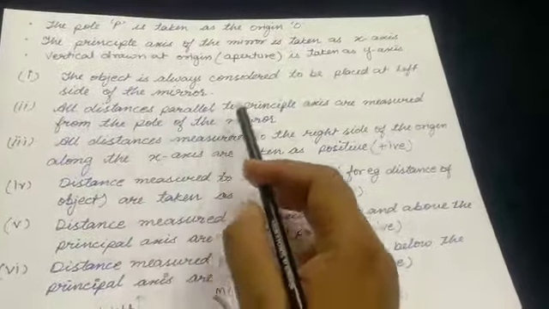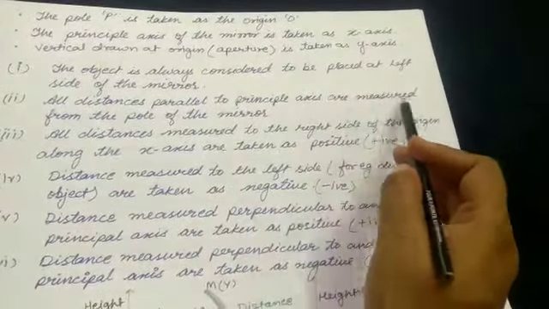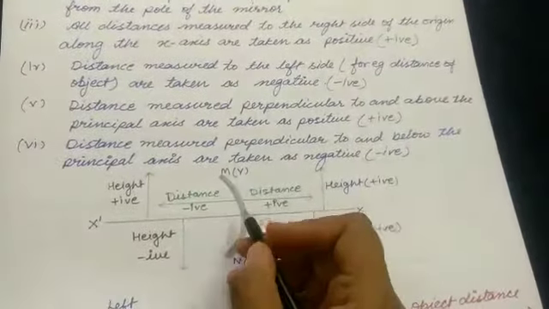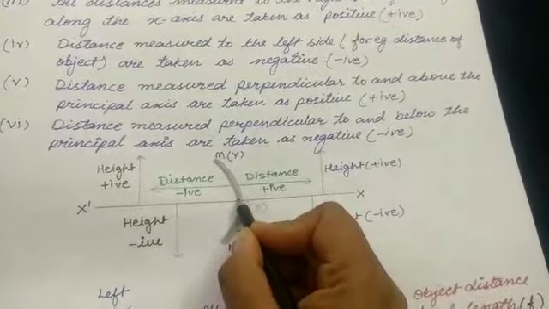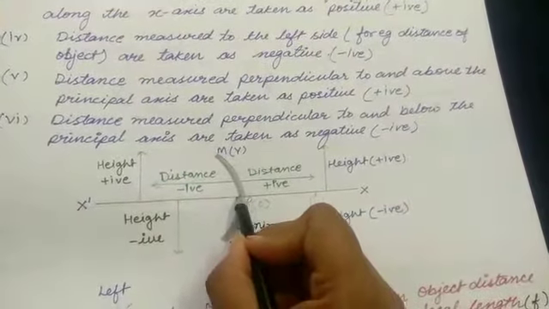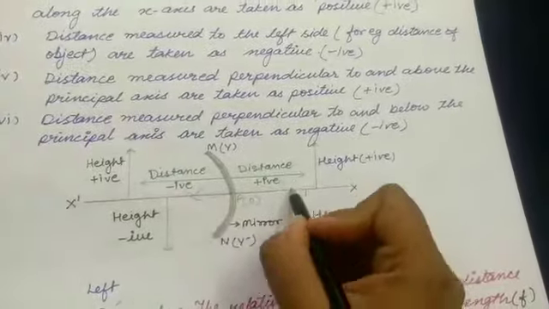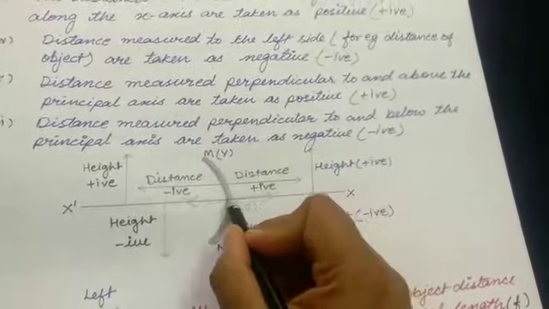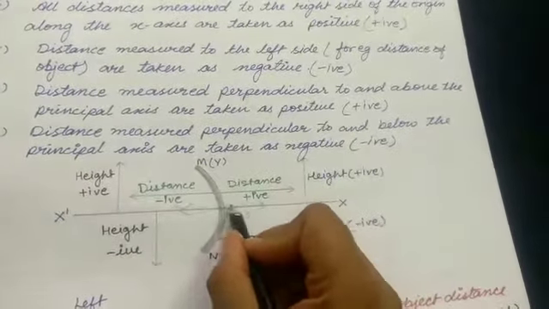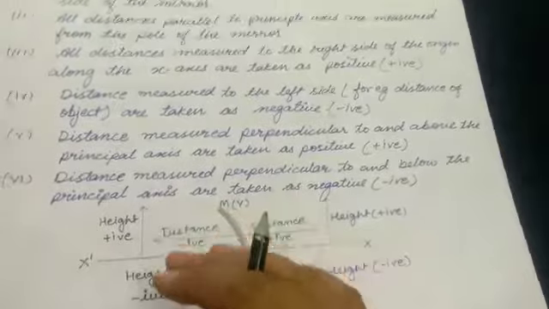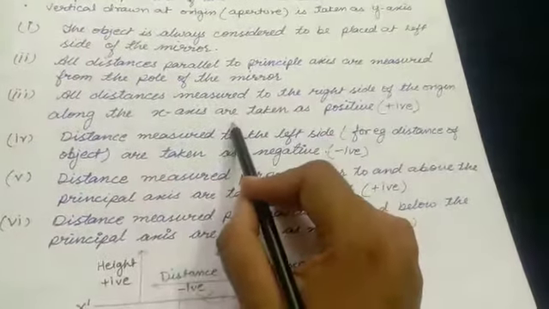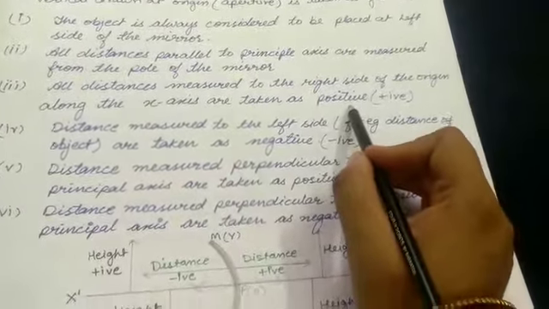All distances parallel to the principal axis are measured from the pole of the mirror. Whatever distance we are going to measure, if it is the distance of the object, we will calculate it from the pole only. So from here to here the distance will be measured, and if the distance is on the right side, then also it will be measured from the pole. So the pole is the first point from where the distance will be measured on either side. Now, all distances measured to the right side of the origin along the x-axis are taken as positive.